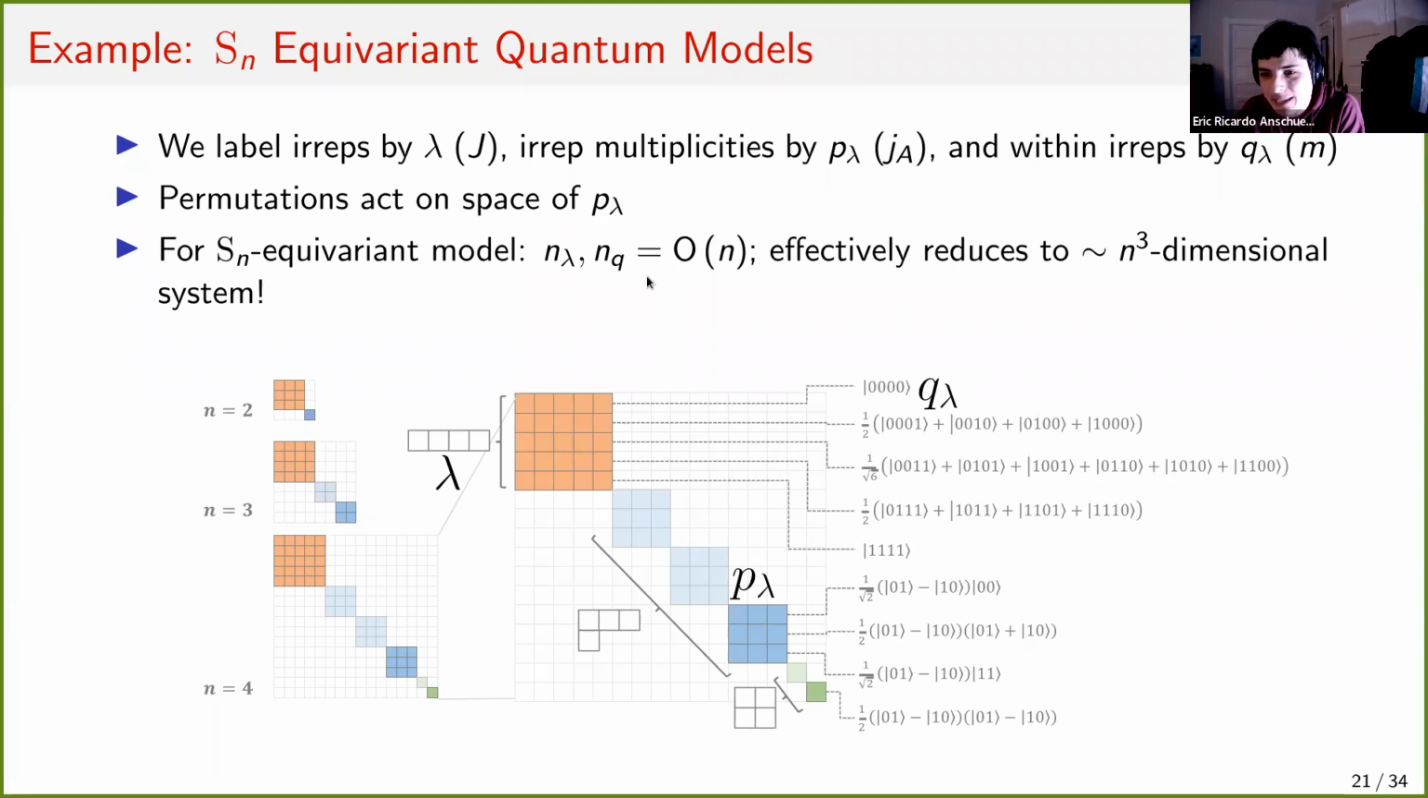So really the number of independent parameters here scales as n to the third, in short. In other words, this is an n cubed dimensional space, because there are n of these lambda, and each of them is an n by n matrix. So it grows something like n cubed rather than 2 to the n, or 4 to the n. So basically you reduce that by exploiting a symmetry of your system, and you're able to reduce the dimensions from exponential in n to polynomial in n. Exactly.